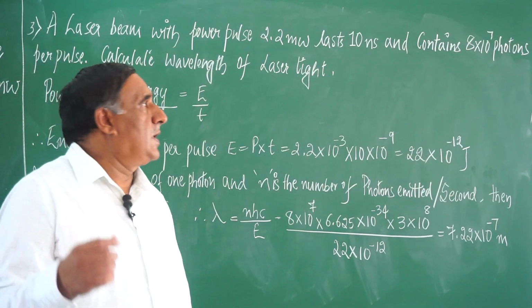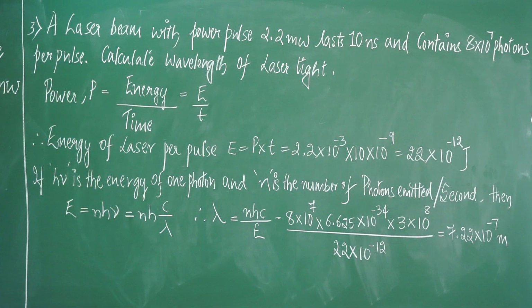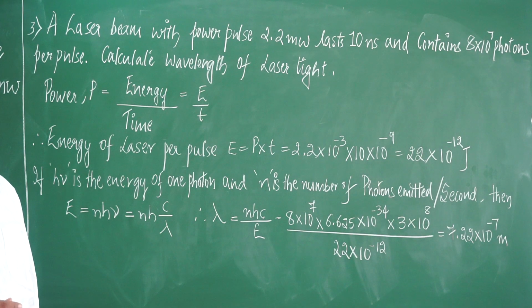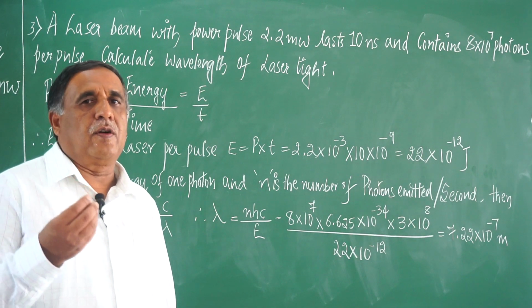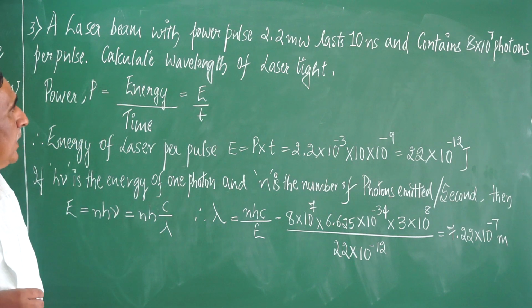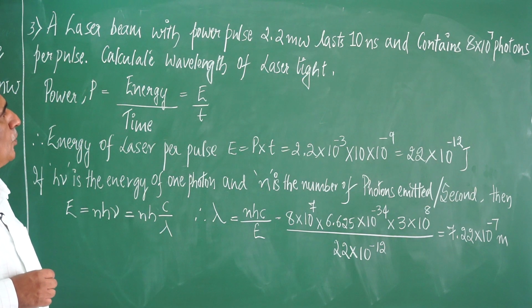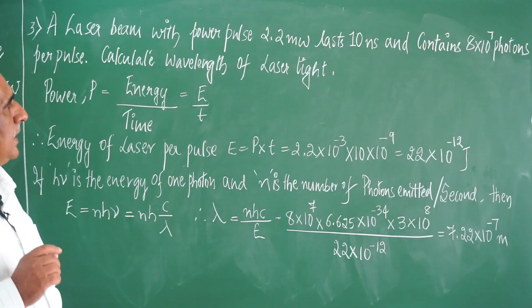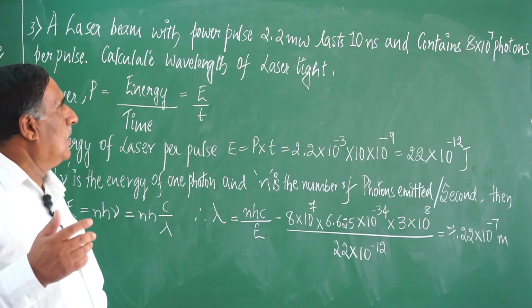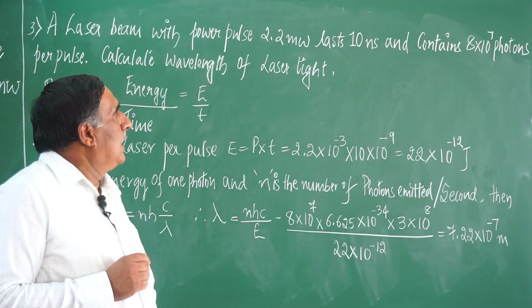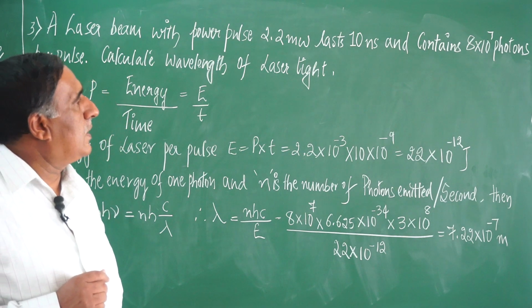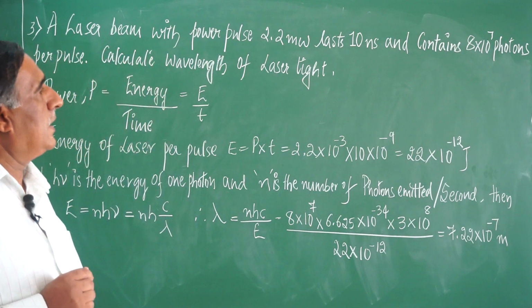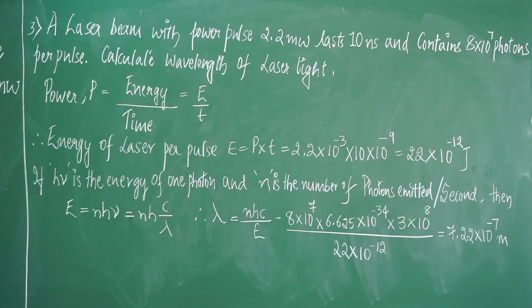Alright, the next problem, I read out here: a laser beam with power pulse. Here particularly, a ruby laser is a pulse laser. The output is in the form of pulses. So here the pulse power is 2.2 milliwatt. It lasts for 10 nanosecond and contains 8 into 10 raised to 7 photons per pulse.